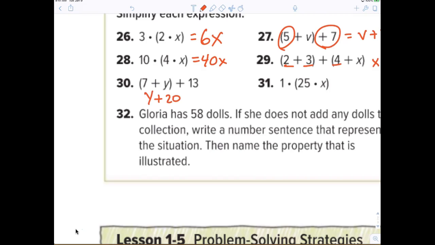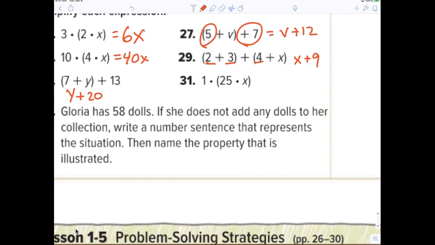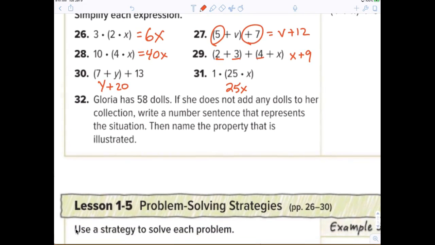What's 7 plus 3? Oh, 20. There you go. 20. All right, good. We're getting there. We're getting there. All right. 31. 25x. I'm happy. 25x. All right. Boy, 32 was kind of a silly problem.